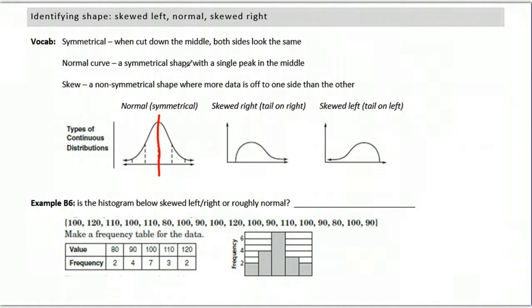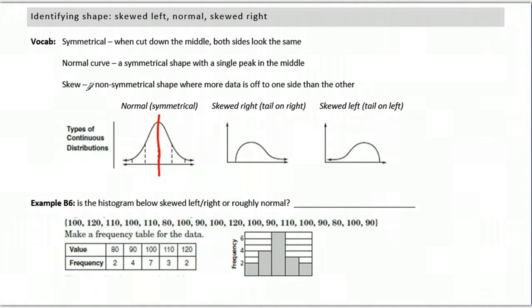A normal curve is a symmetrical shape with a single peak in the middle, and in fact it always forms this exact shape. Sometimes it's called a bell curve. It describes a lot of things in nature where most things tend to be towards the middle. There's a few on the high end and a few on the low end, but most things fall in the middle. That's a normal curve.